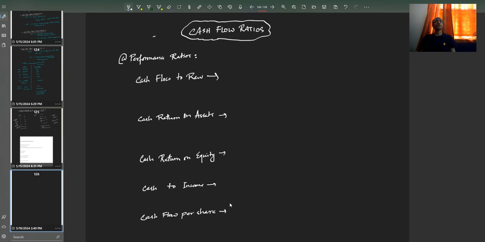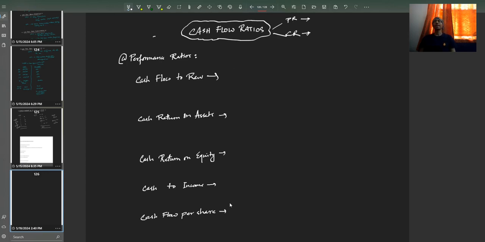So friends, cash flow ratios. These are basically divided into 2 sections. One is the performance ratios and one is the coverage ratios. Performance ratios are basically about your margin percentages in terms of cash flows with respect to assets, with respect to revenues, etc. And coverage ratios are basically your ability to reinvest or repay your debt. So we will get into the specifics of each of them.